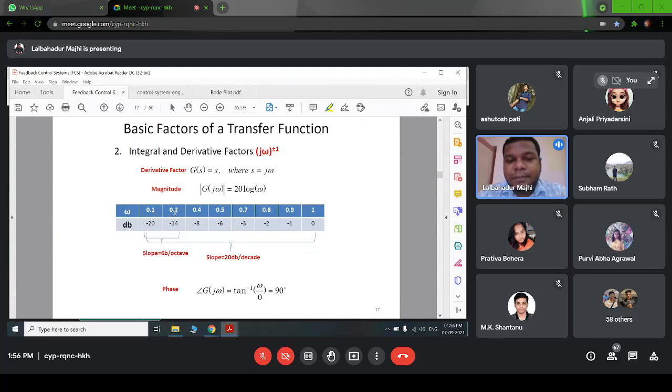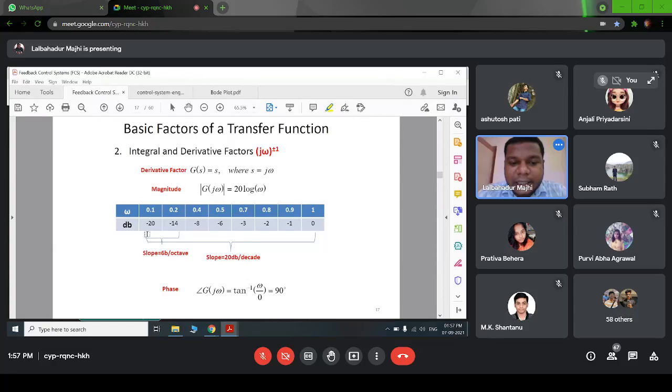Here you can see for 0.1 up to 1. For 0.1, the magnitude is minus 20 dB. And when omega equals 1, the magnitude is 0 dB. So we can say for a decade, right? A decade means 0.1 to 1, or we can say 1 to 10. In this case you can see 0.1 to 1 is a decade, and we are seeing a 20 dB change. At 0.1 it was minus 20 dB, and when omega equals 1, we get 0 dB.